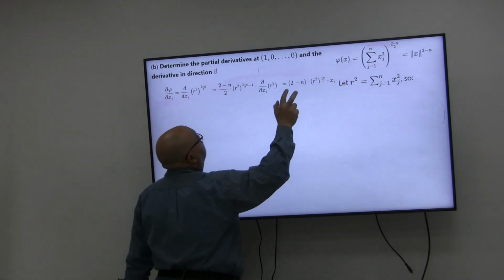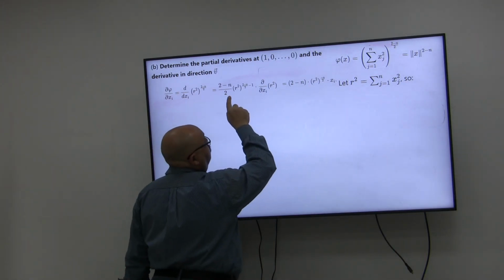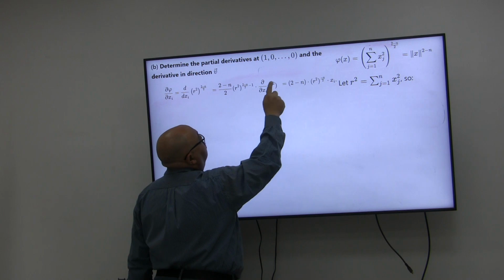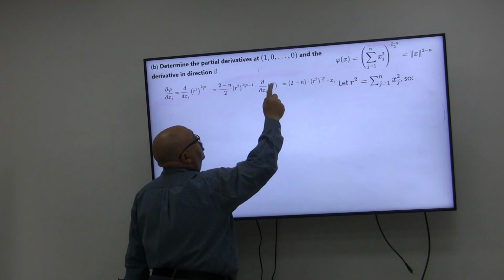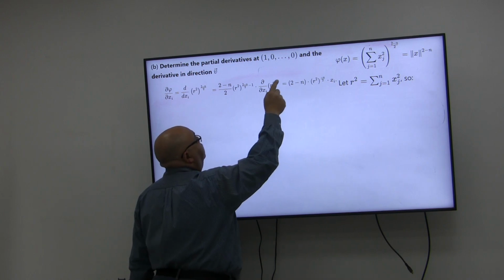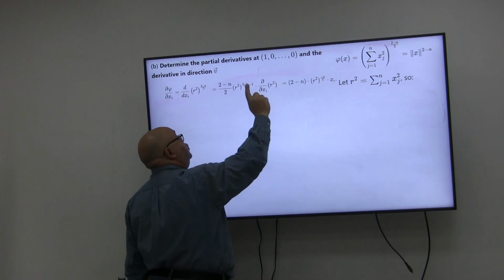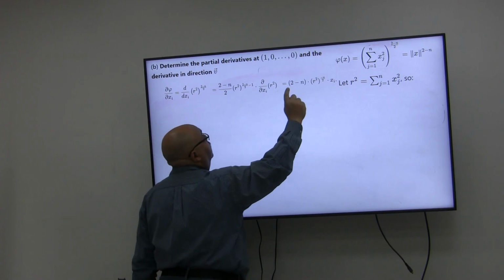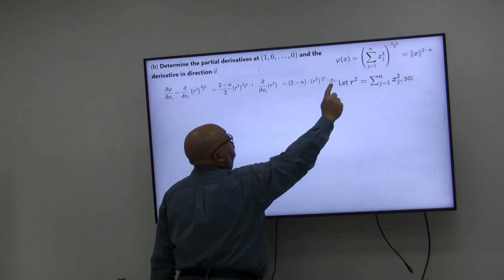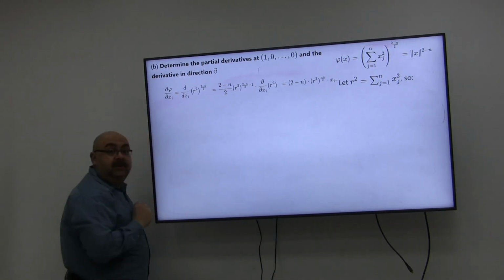Now I will have 2 minus n, just only 2 minus n, because differentiating R squared, it's an x to the power of 2. So xi to the power of 2, once you differentiate, it's going to be 2. The 2 will eat this 2, so they will cancel each other, and you will have xi only.